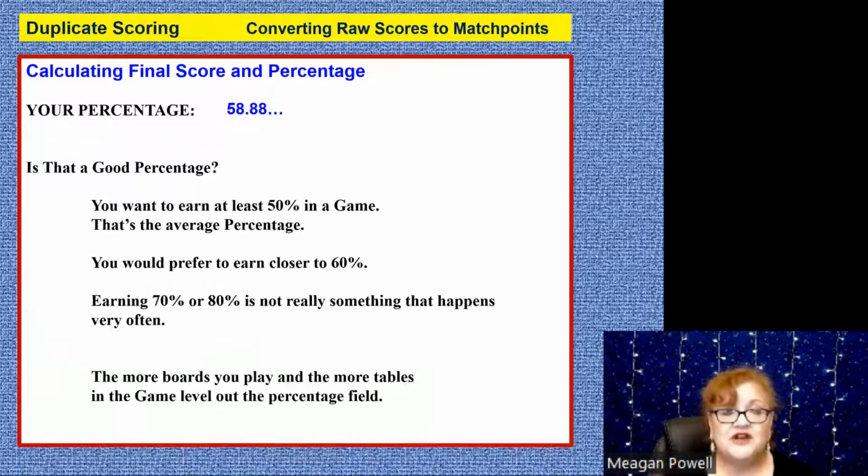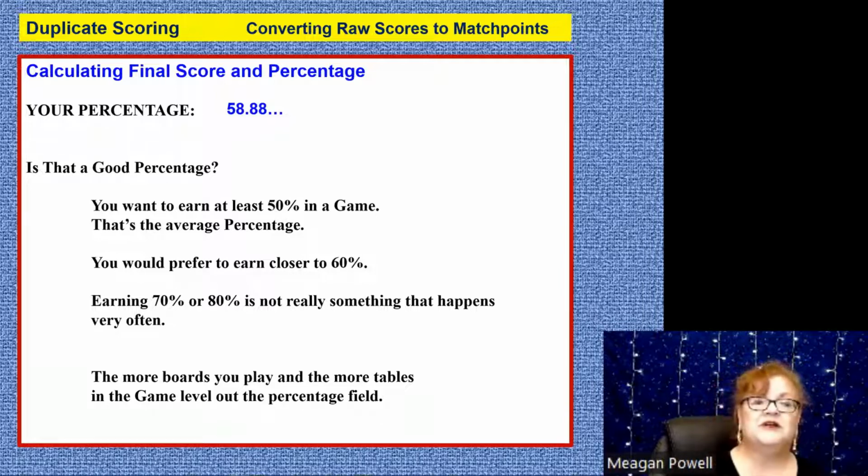So is 59% a good score? Well, this is not like fifth grade. If you got a 59% on a test, that would not be so hot, right? But in bridge, it doesn't work quite that way. It's more of a bell curve kind of a thing. You are not going to earn 100% in a game. Don't even think about it.